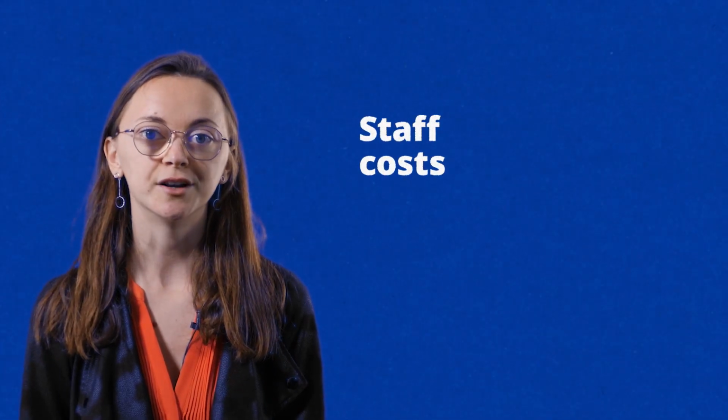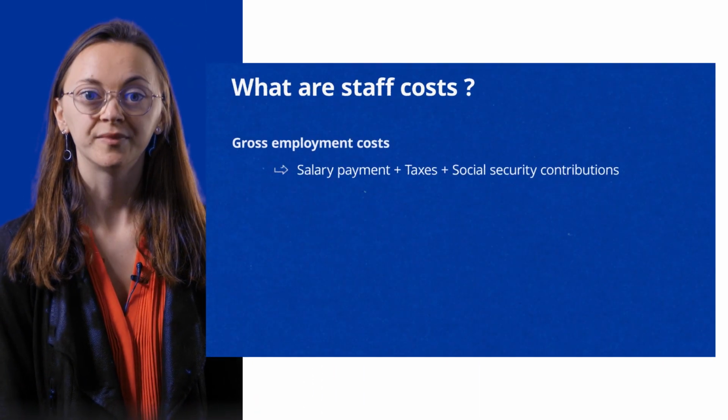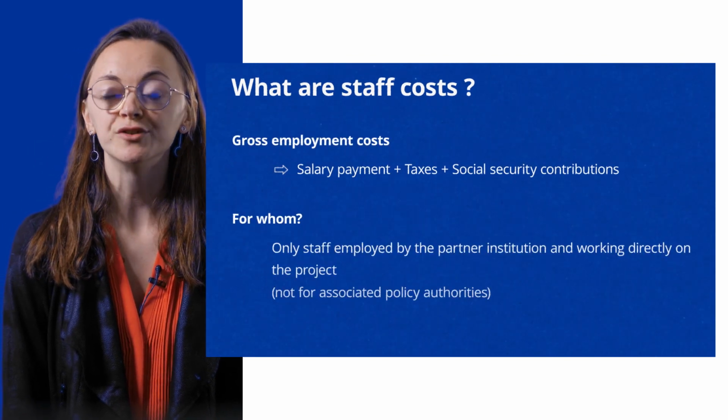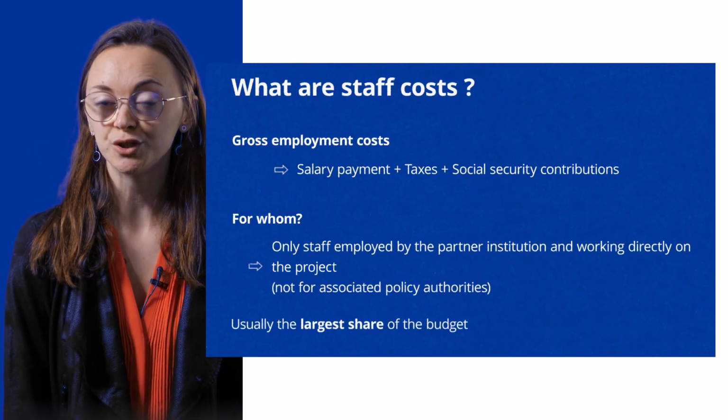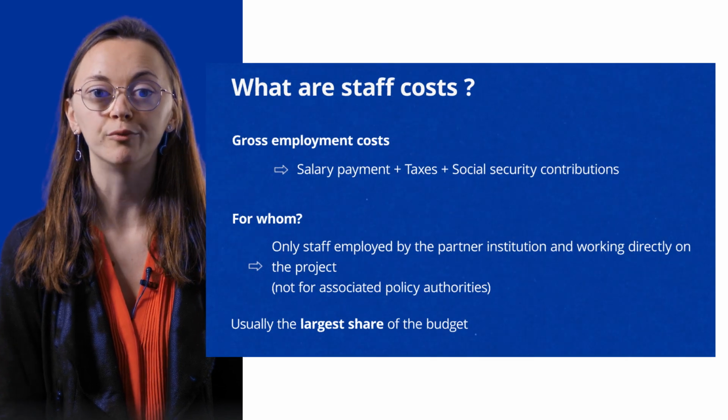Now, next cost category is staff costs. So staff costs usually represent the largest share of the budget, and indeed, because project partners are usually the main beneficiaries of the project. So it refers to the gross employment costs, and only for staff members employed by the partner institution and directly working on the project.